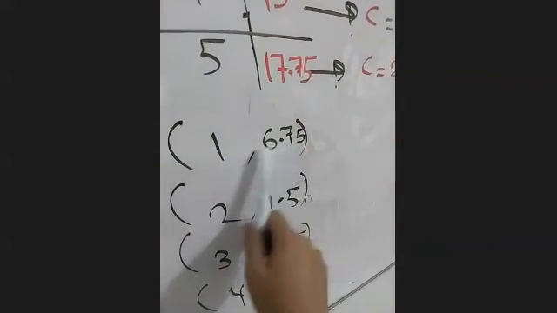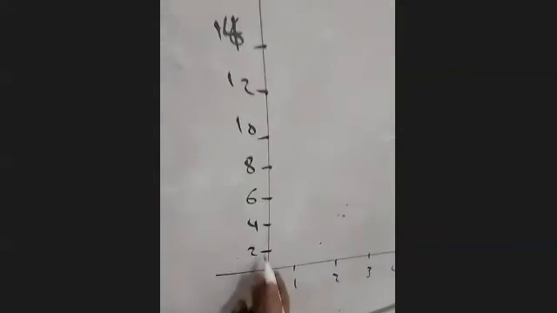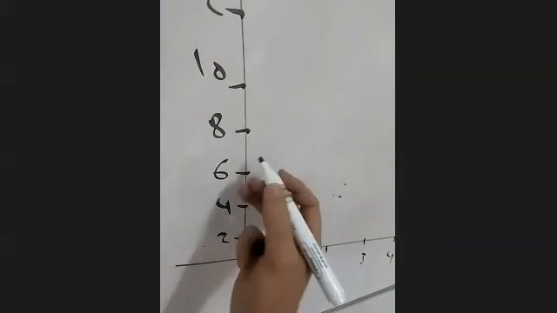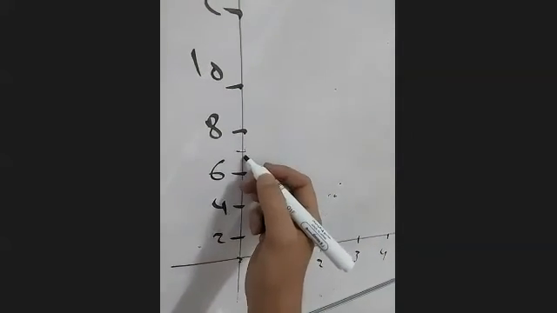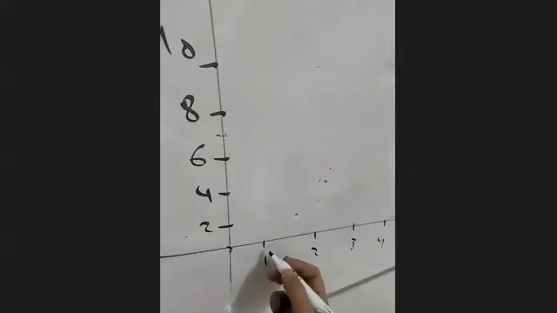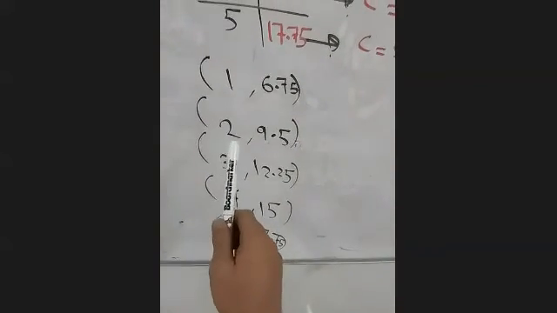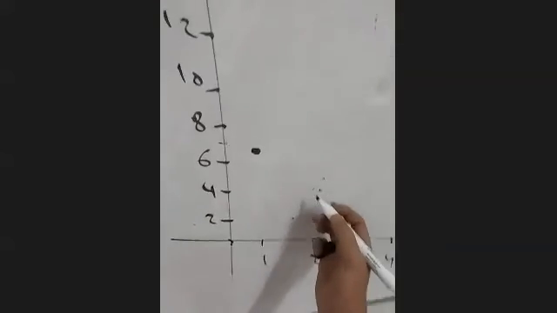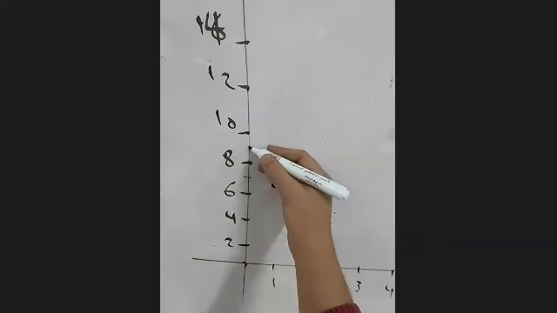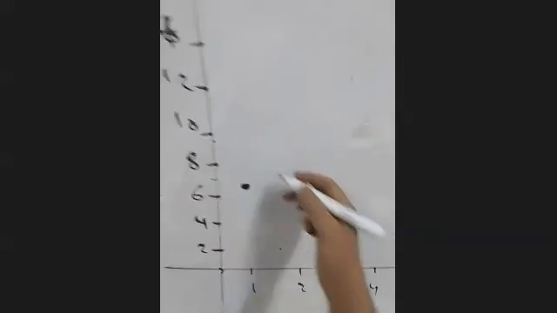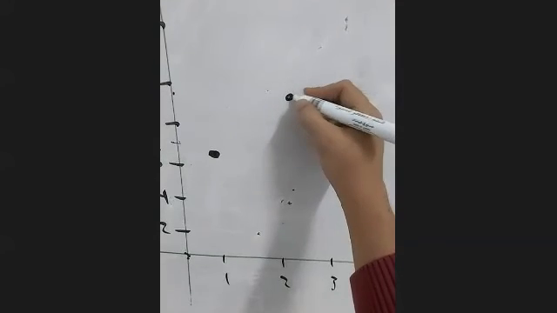Now the first point is 1 and 6.75. This is 1, guys. There is no 6.75, so we approximate it. 6.75 is near the 7 here, a little bit less than 7. The second ordered pair, 2 with 9.5. This is the 8, this is the 9 here, and 9.5 is in the middle. So this is 2 and this is 9.5. Do it with me in your book now.